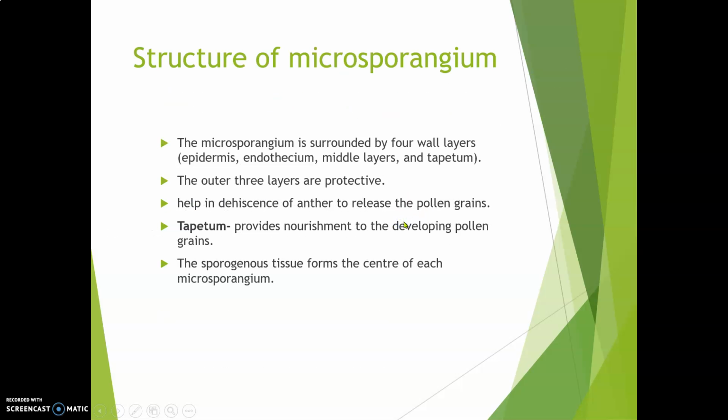Now let's discuss the structure of the microsporangium. The microsporangium is surrounded by four wall layers: the epidermis, endothecium, middle layers, and the tapetum. The outer three layers, that is the epidermis, the endothecium, and the middle layers, are protective in nature. They help in dehiscence of the anther to release the pollen grains, while the tapetum is the innermost layer and it provides nourishment to the developing pollen grains. The sporogenous tissue forms the center of each microsporangium.